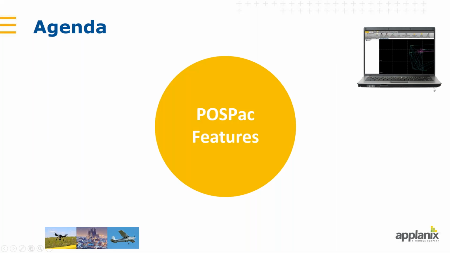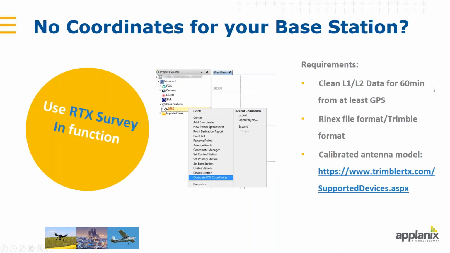So let's focus now on POSPac core features to give you some ideas about the most important features here. What happens if you load a base station but you don't have the coordinates? There's a nice feature here that we call RTX survey-in function. Basically, you would make a right mouse click on your base station from the left side of the Project Explorer, and then click on Compute RTX Coordinates. That function will call the Trimble RTX service, and it will survey in your base station. It will determine the coordinates of your base station.